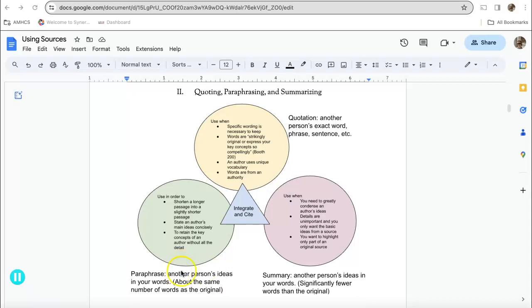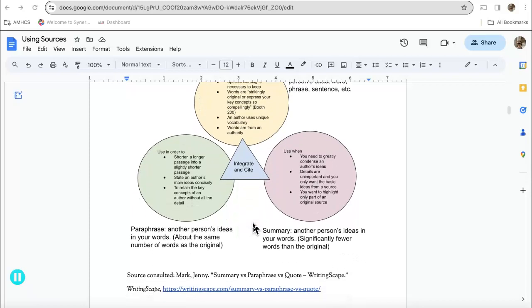summarize. But summary and paraphrase are definitely more similar, obviously, than quotation, because both of these involve you replacing another person's words, though you're referring to their ideas. For all three of these, you're always going to integrate the source into your own sentence and then cite it at the end of using that source.